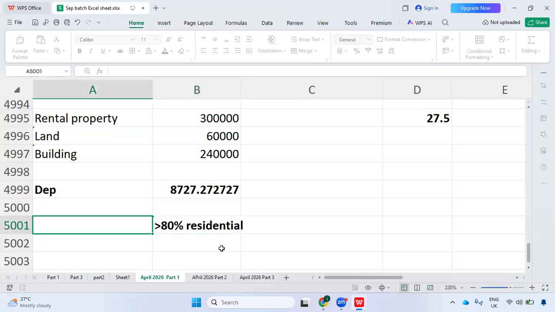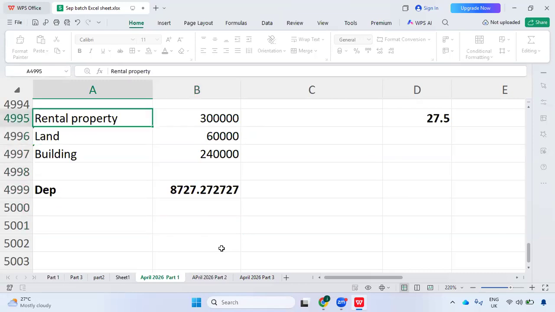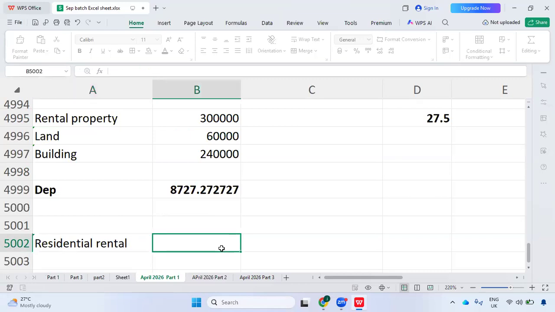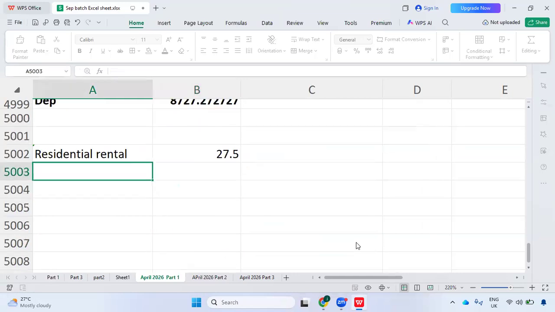And if the income from the building is less than 80 percent from residential purpose, then we will consider the property as commercial. This classification is not required for now. But for now, the taxpayer has a residential rental property. In that case, the life of the property as per IRS is 27.5 years, the maximum life of the property.